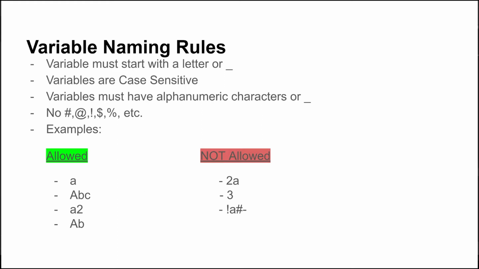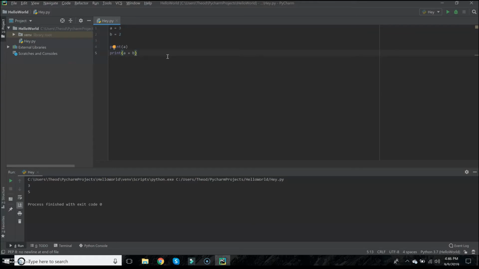And here's a list of examples. So underscore a, that's good. ABC, that's alright. A2, and capital AB. So that's good. 2a is not allowed because this one starts with a 2. 3 is definitely not allowed because you can't just have a number, and also it starts with a number. And this one is definitely not allowed because it has all these strange characters in there that are not supported by Python and variables.